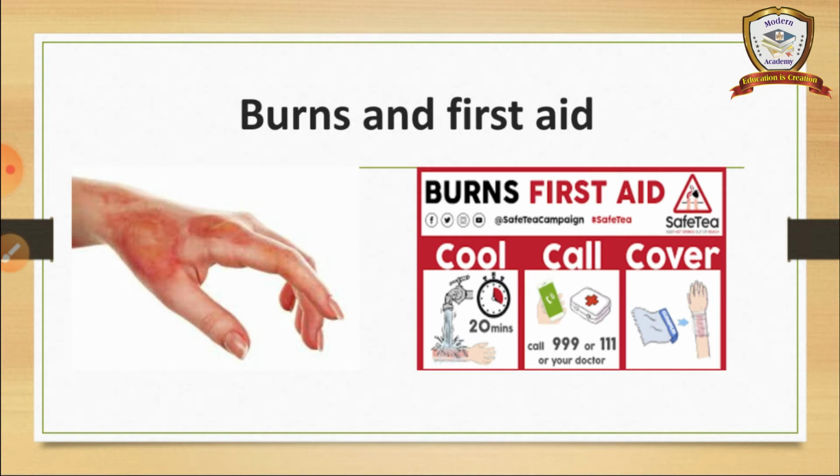So what do you mean by burns? Burns means tissue damaged by heat, chemical, electricity, or sunlight, and also fire. Fire is included in heat. And in that, three types of burns are there.